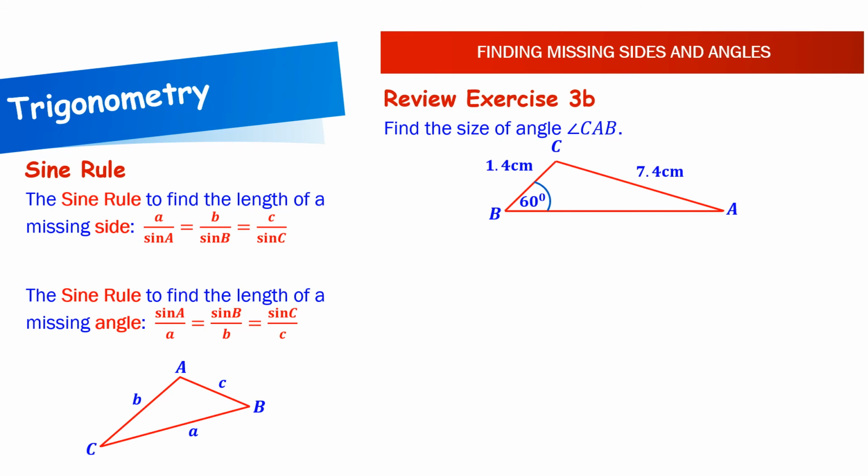Let's now have a go at review exercise 3b. We are required to find the size of angle CAB. Let's label the sides first. So little a is opposite capital A, the angle, and little b is opposite capital B, the angle 60 degrees, and little c is opposite the angle capital C.